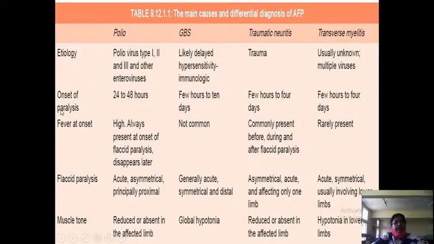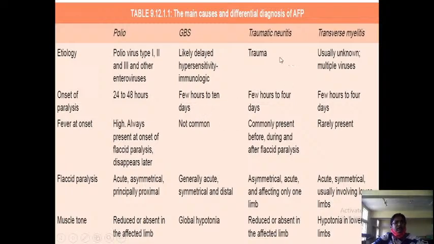Now, once we can think of the etiology, when is the onset of paralysis? Usually within 24 to 48 hours in polio. It's an acute onset. Whereas in Guillain-Barré syndrome, it may take a few hours, but it will be a slow progression, over 10 days or 2 weeks.